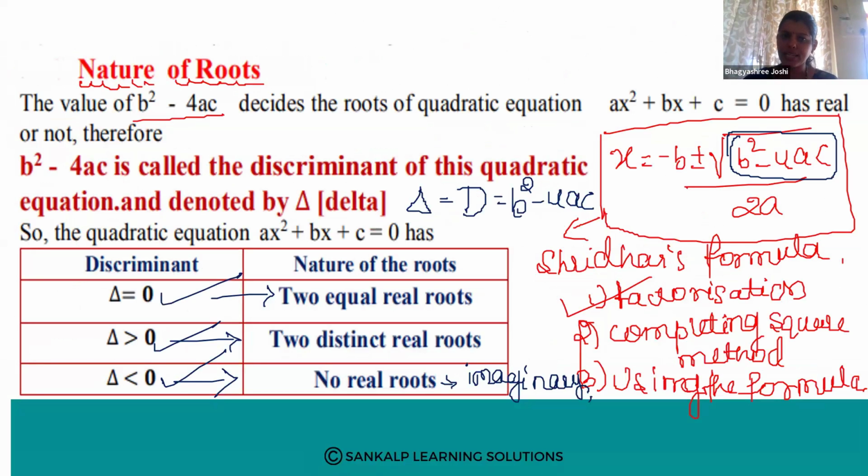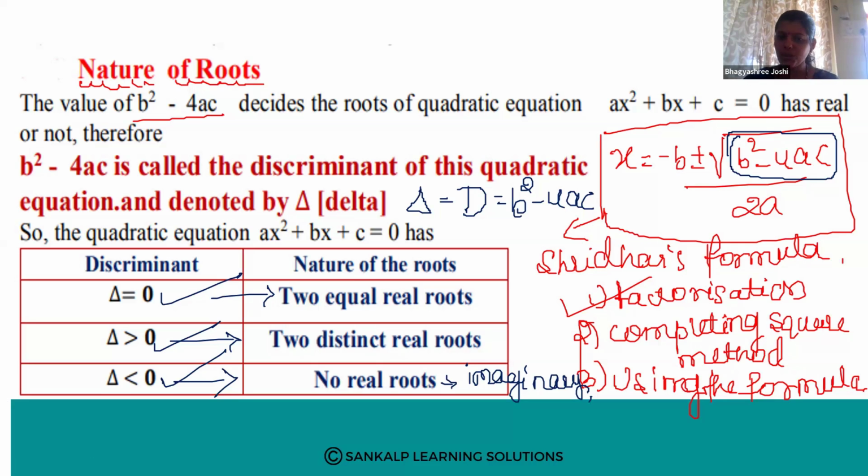Delta or D is the discriminant of the quadratic equation. So delta or D is equal to b square minus 4ac. It determines the nature of the roots, right? So whether it is two equal real roots or two distinct real roots or imaginary roots. That's why we call it a discriminant, right?